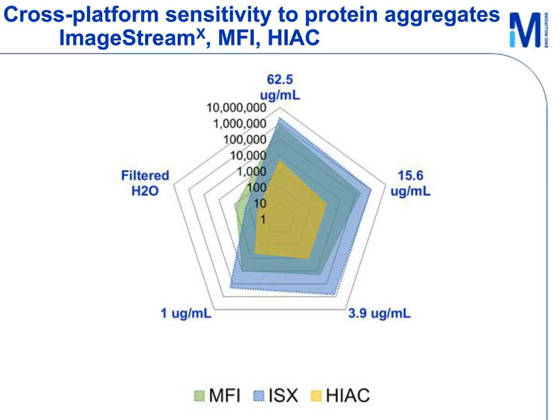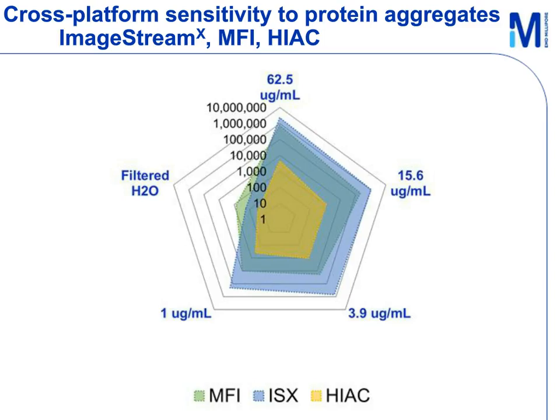Here is a radar plot that shows the concentration of each sample measured on each instrument in log scale, with the ImageStream-X concentration in blue, the MFI concentration in green, and the HIAC concentration in yellow. For each sample containing protein aggregates, particle counts were 3 to 11-fold higher for the ImageStream-X compared to the MFI, and 500 to 1,000-fold higher for the ImageStream-X compared to the HIAC.